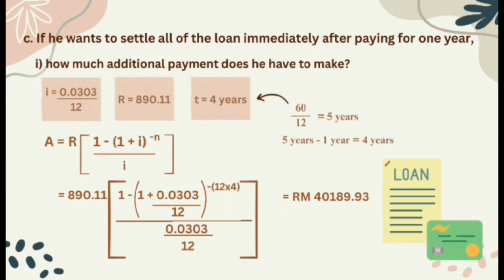We are going to use the present value formula to solve this question. When we substitute the information that we have acquired from the questions given, we are going to get the additional payment. Therefore, the additional payment that Encik Uthman has to make is 40,189 ringgit and 93 cent.